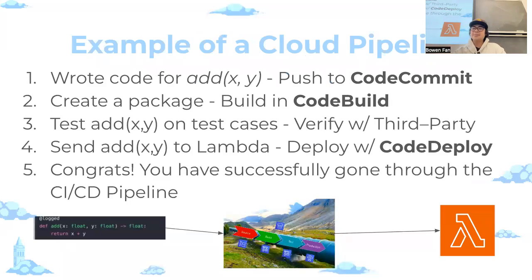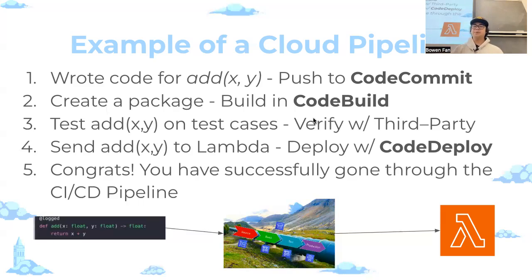So to give an example, along with that visual, you wrote a code for the add function, right? Add X and Y. You push this code to CodeCommit. Okay, now your source code, or your add XY function, is now in CodeCommit. Now you want to create a package, right? With that code from CodeCommit, you can build it in CodeBuild. And then afterwards, you want to test it on some test cases, let's say I want to do add 1 + 1 = 2, test that, add 2 + 2 = 4, test that. You can do that with third-party unit testing. And then afterwards, you know that it's all good.